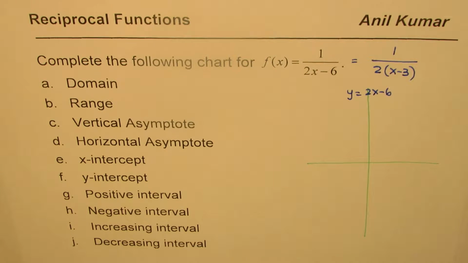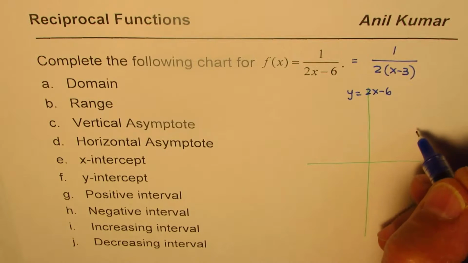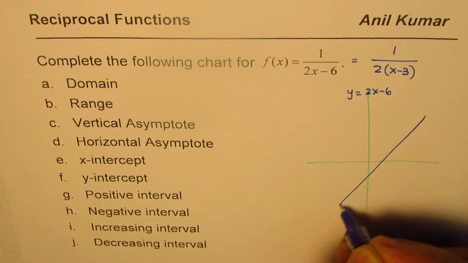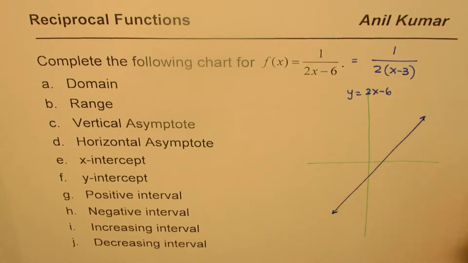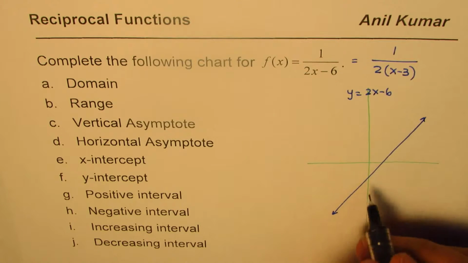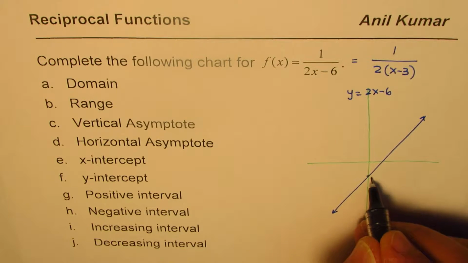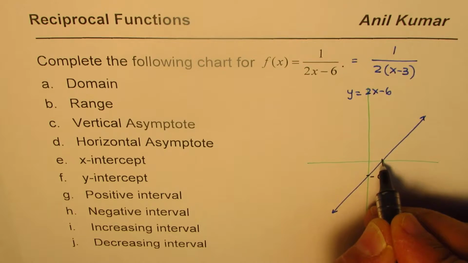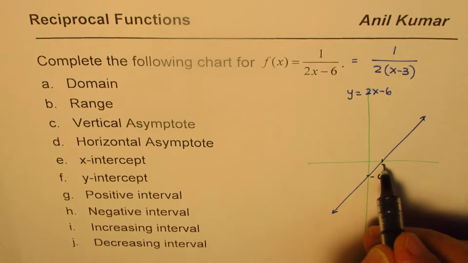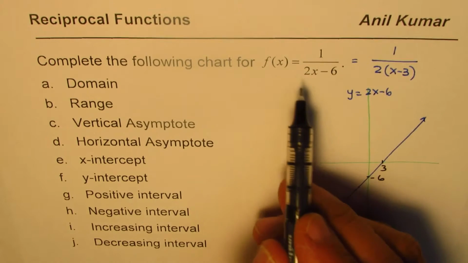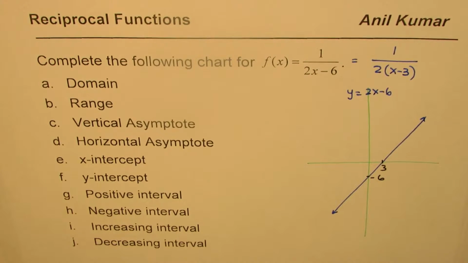The slope is positive 2, so it is kind of like this. Let me sketch a line here roughly, and then we'll write it down. The y-intercept is minus 6, and this point is 3 for us. For 3, it will be 0, right? 2 times 3 is 6, 6 minus 6 is 0. So that is the equation of the line.